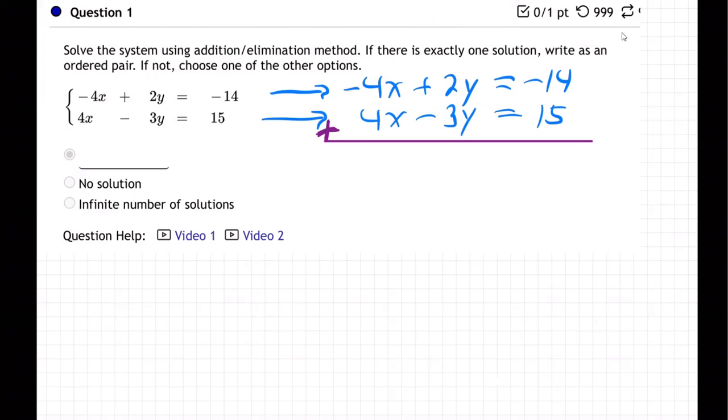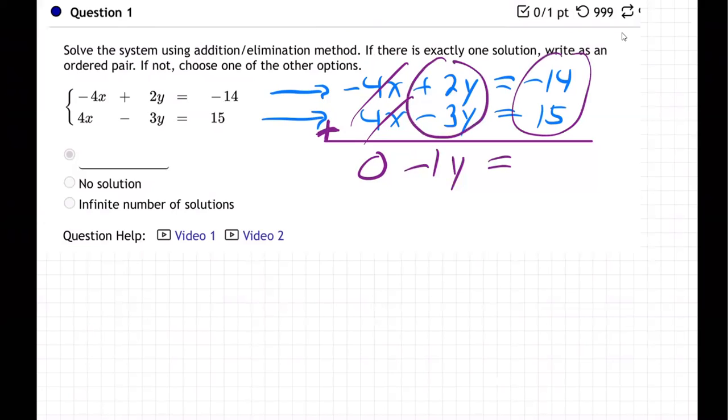So here we go. So I'm going to add negative 4x and positive 4x. So what happens here? What is negative 4x plus 4x? Well, they're just going to cancel. It's going to be 0, right? Because it's just 4x take away 4x. That's just 0, right? Then what about the y's? 2y minus 3y is minus 1y. And then the 15 minus 14 is positive 1.